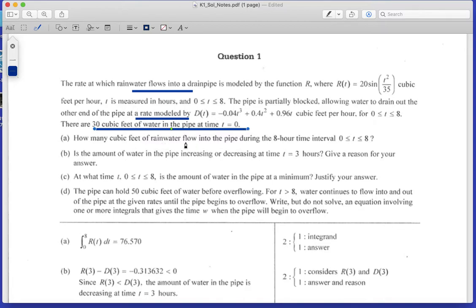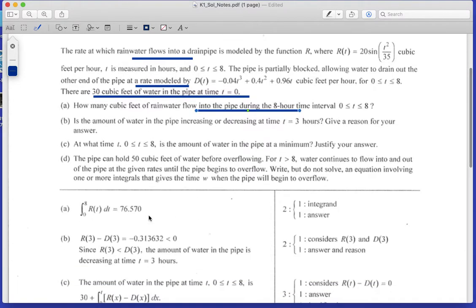How many cubic feet of rainwater flow into the pipe? Here's a classic. They give us information about a rate, and they want to know how much. So we want to accumulate this rate. We do it with an integral, and we integrate from 0 to 8. We integrate R. I would be putting this into fnInt and doing it that way. And in fact, this would be perhaps a good problem to plug R into Y1, and then you would fnInt the variable, the Y variable Y1. However you do it, there's the answer to part A.